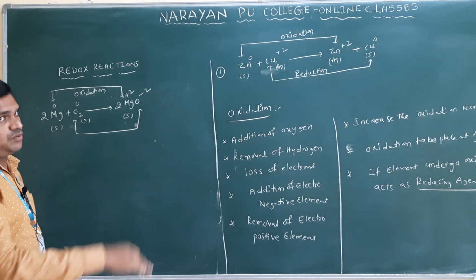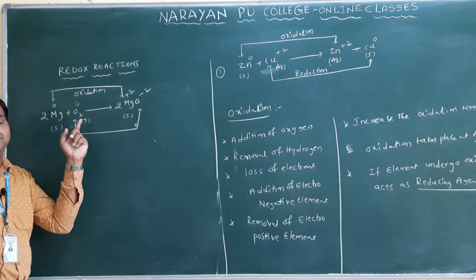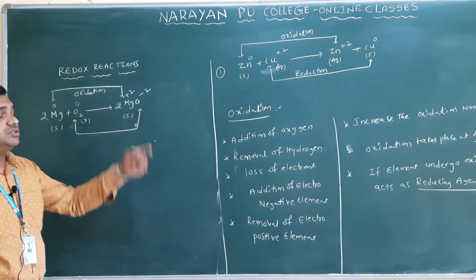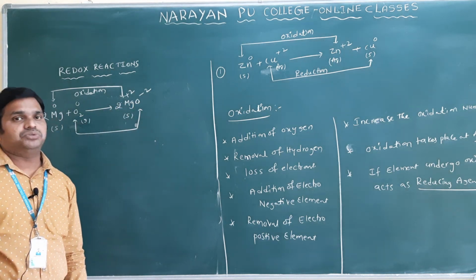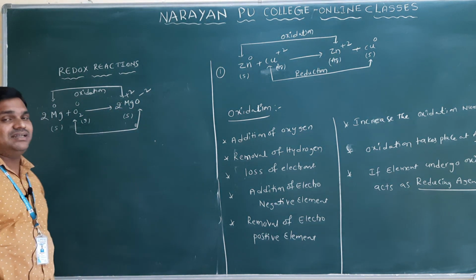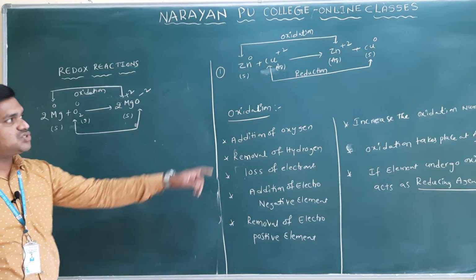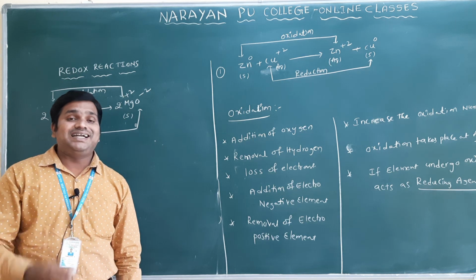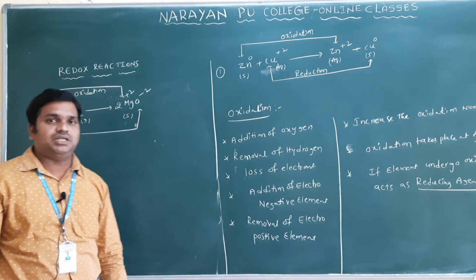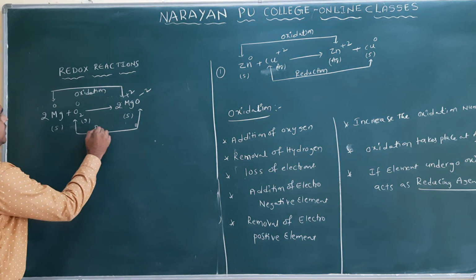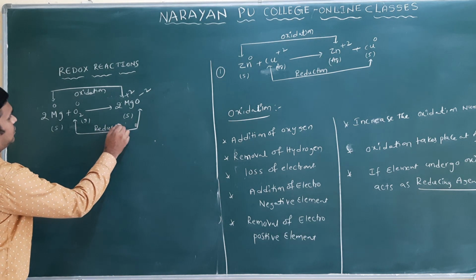Opposite to that one, here the oxidation number of O2 is 0 and here the oxidation number of O is minus 2. So there is a decrease in the oxidation number. Increase in the oxidation number is called oxidation and decrease in the oxidation number is called reduction. We will discuss again. So this part you can say is reduction only.